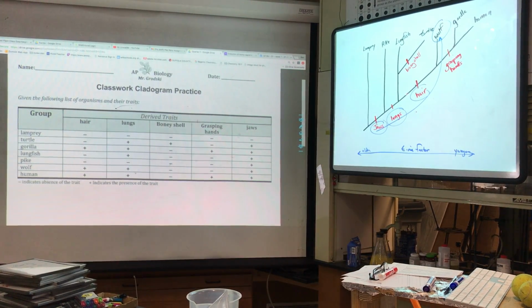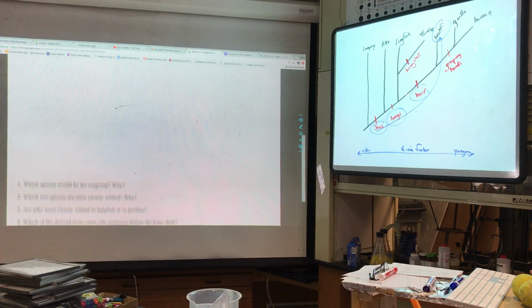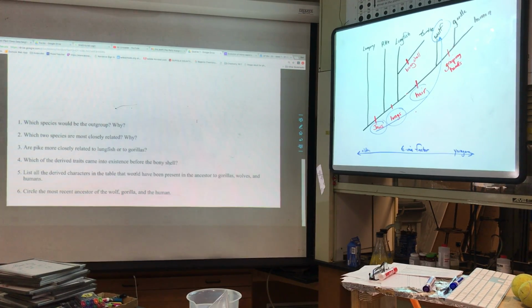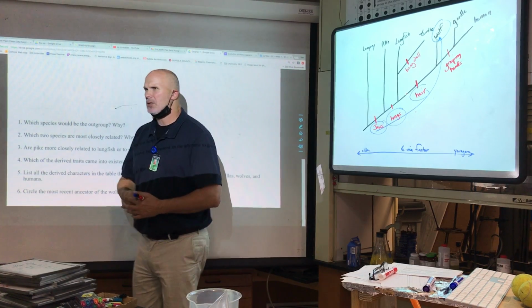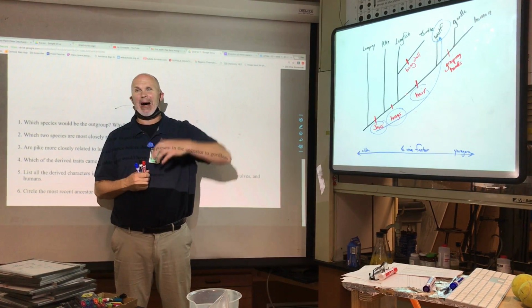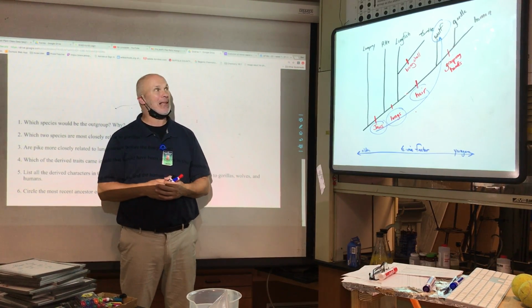Quickly, these questions I wanted to review based upon our drawing here, and then we're done today. So just listen through. Based on these, which species would be the outgroup? Which species is mostly not related to the others?